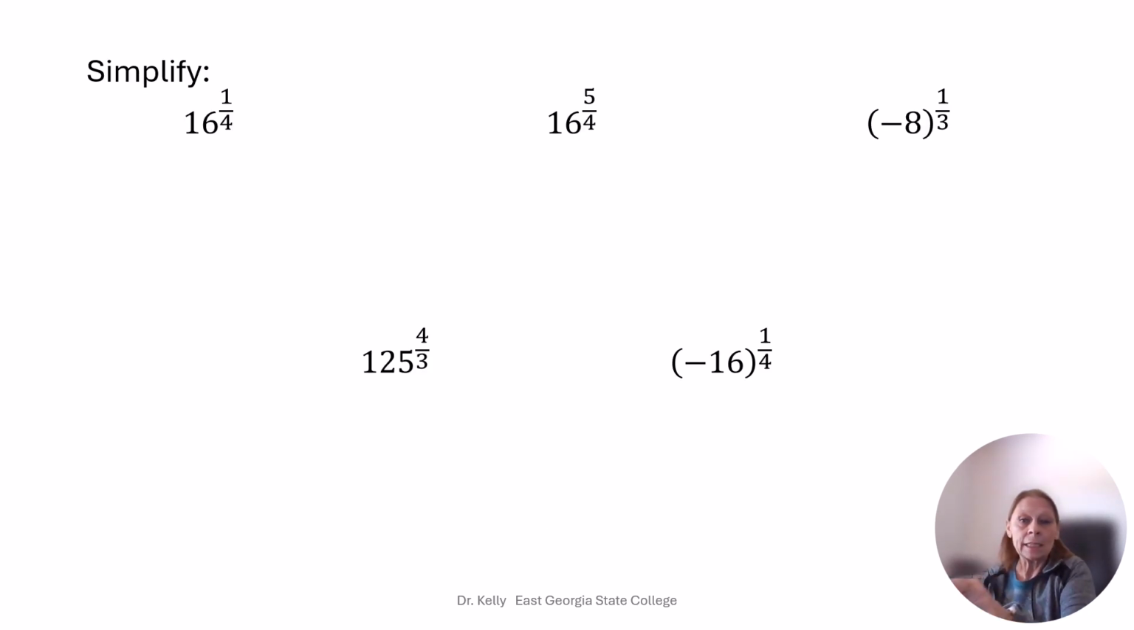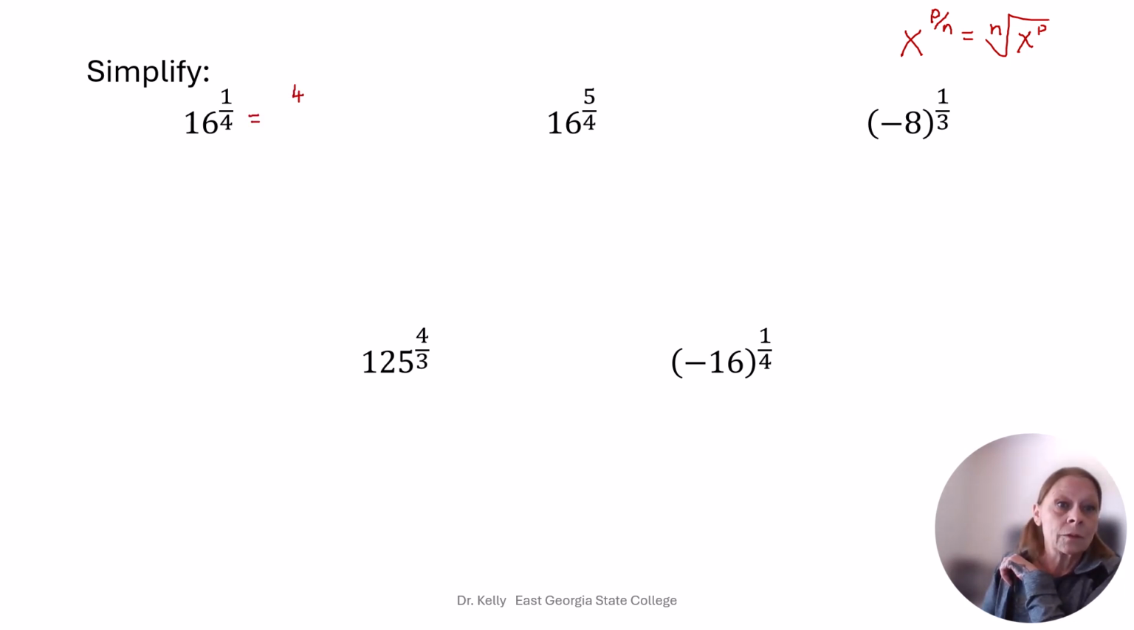Okay, and then finally, the last examples. Yes, let's do this. I'm stoked. Here we go. Let's take a look at this first guy. This says 16 to the 1/4 power. Now, what we're going to take advantage of, and I'm going to write it over here, is the fact that x to the p over n is equal to the nth root of x to the p. Okay, so in this case, the way that I like to do it is I like to say, well, this is the 4th root of 16 to the 1st power.